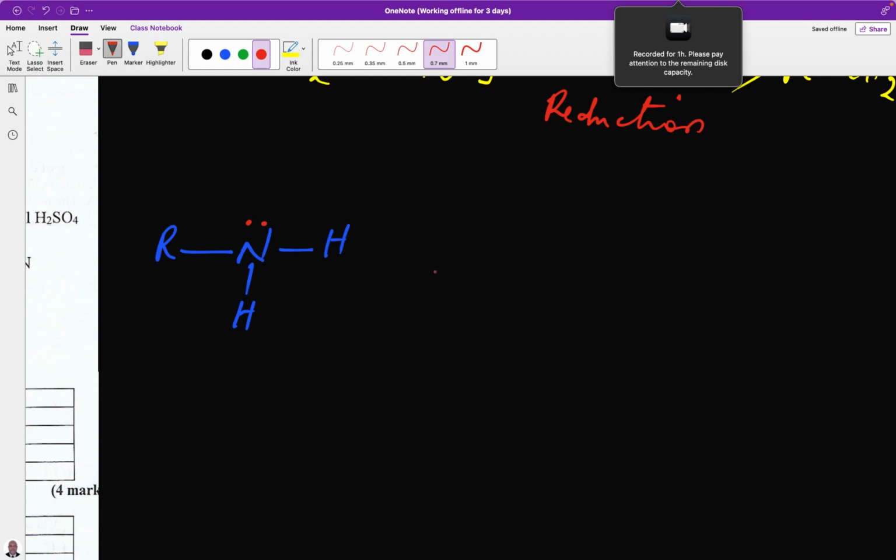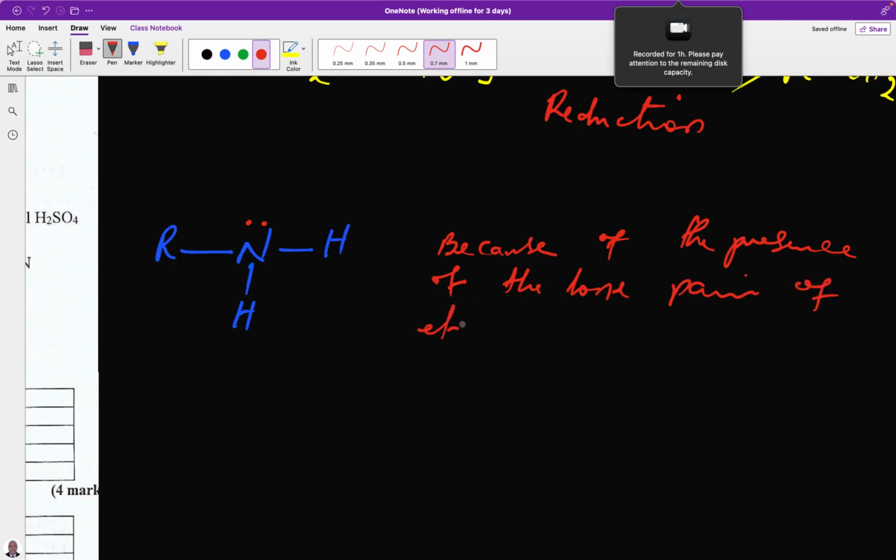Because of the presence of the lone pair of electrons on the nitrogen atom. That is the only feature that makes amine to be basic, because of the presence of the lone pair of electrons on the nitrogen atom.